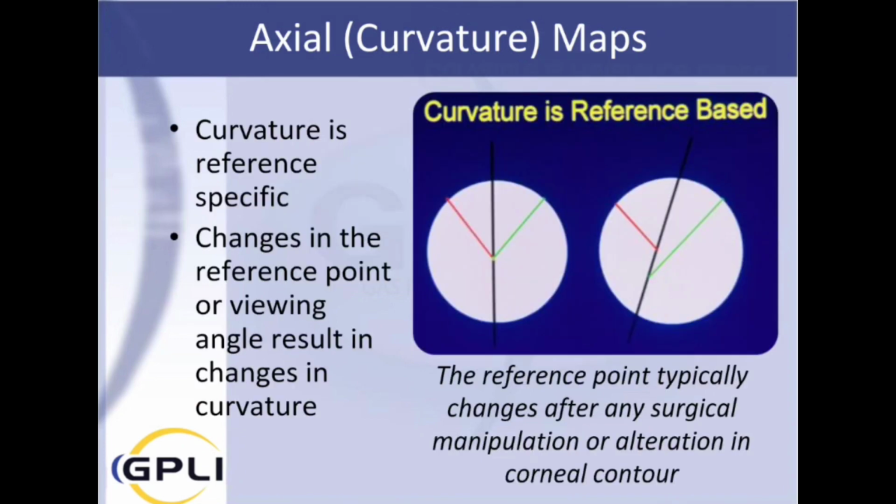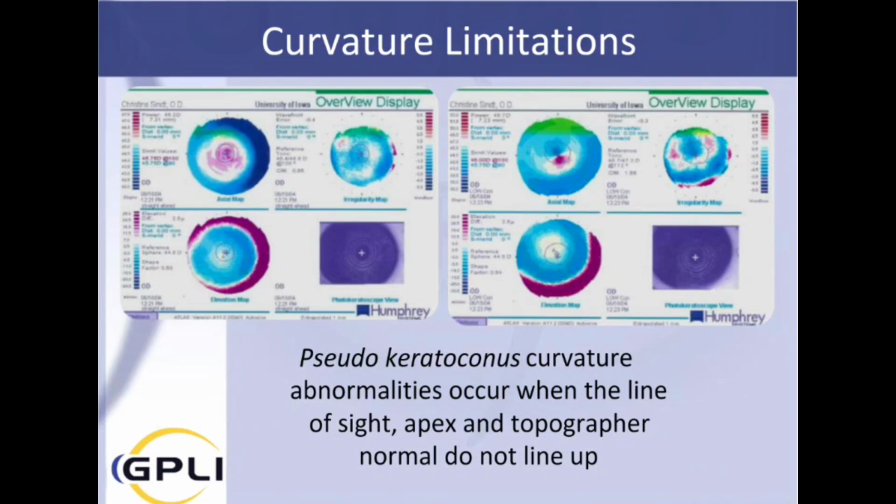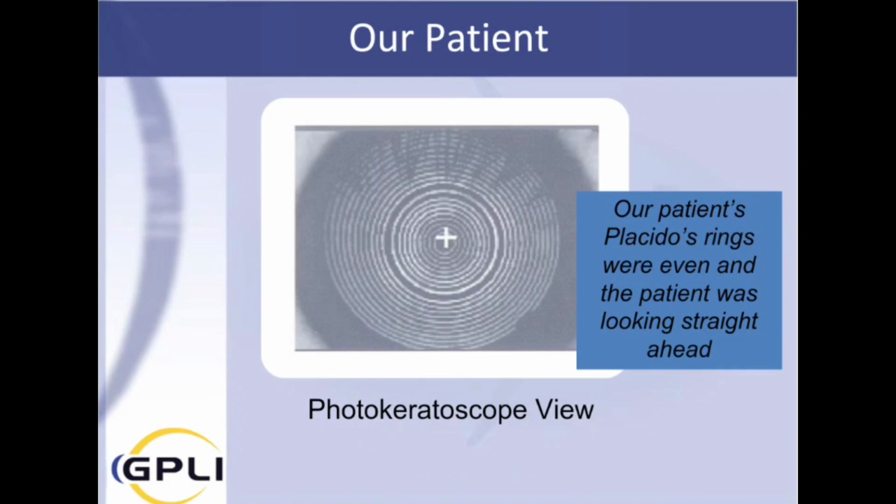The curvature changes are reference specific. When the normal to the topographer, the visual axis, and the line of sight are all lined up, there will be one radius of curvature. However, if the patient looks off axis, that radius of curvature will change. And this is why, when the patients look off axis, the axial map will show pseudo-keratoconus. In our patient, the Placido rings were even, and the patient was looking straight ahead.